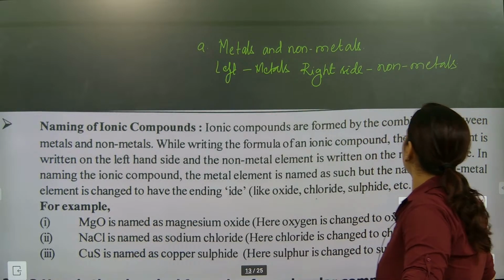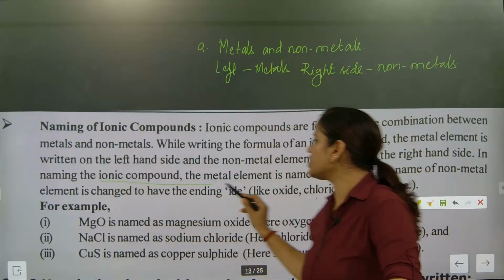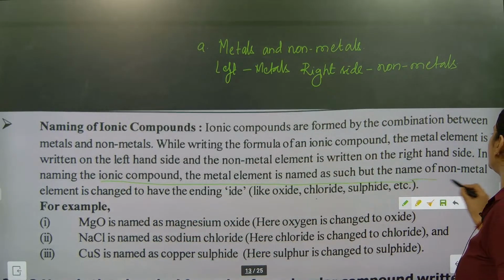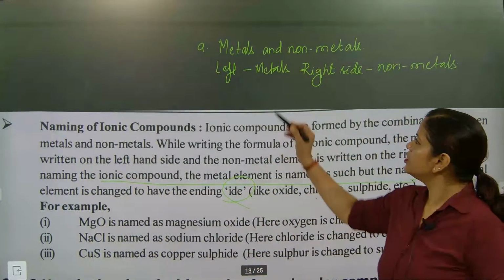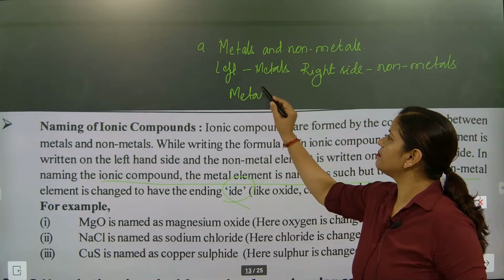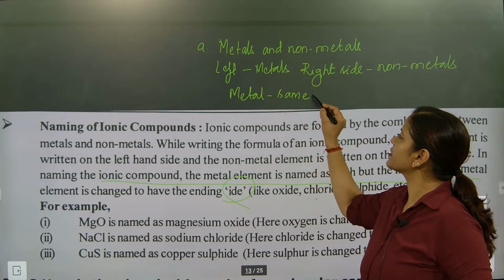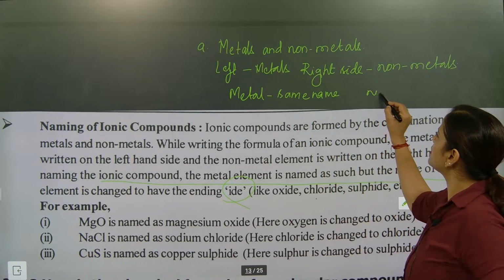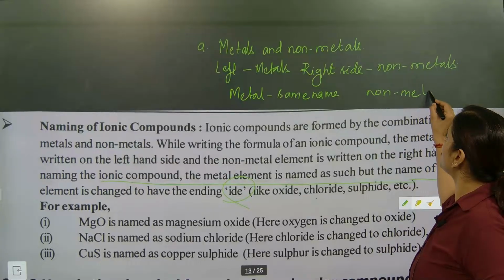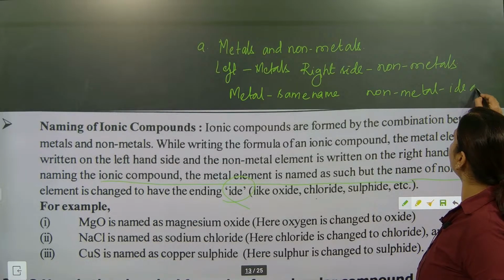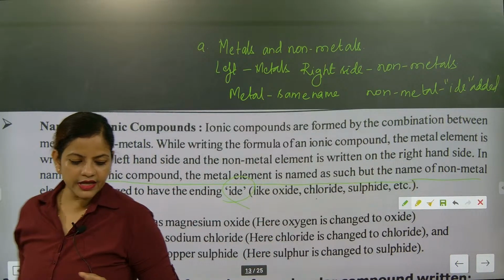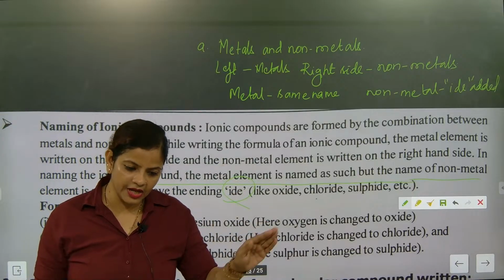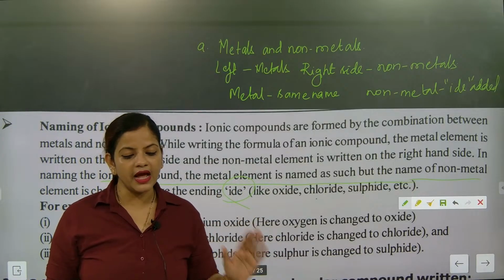I am giving beta. And it is right side. In naming of ionic compounds, the metal element is named as such, but the name of the non-metal element is changed by adding ide. Understood? So metal, same name. Non-metal, ide added. What is added? Ide. So a metal will be named the same, but for a non-metal, ide will be added.